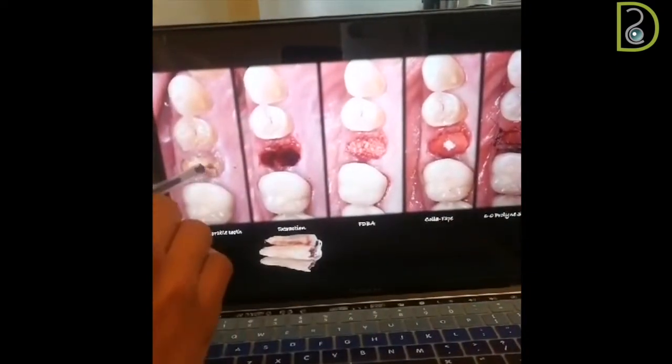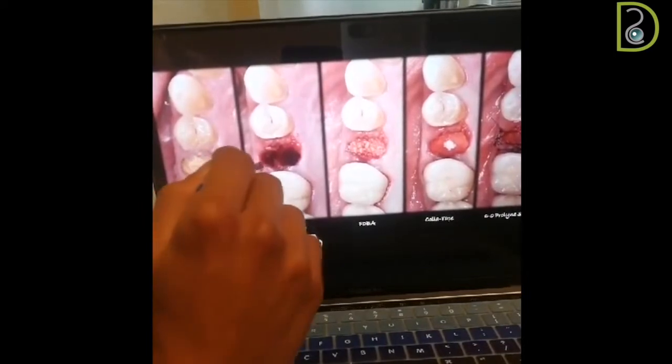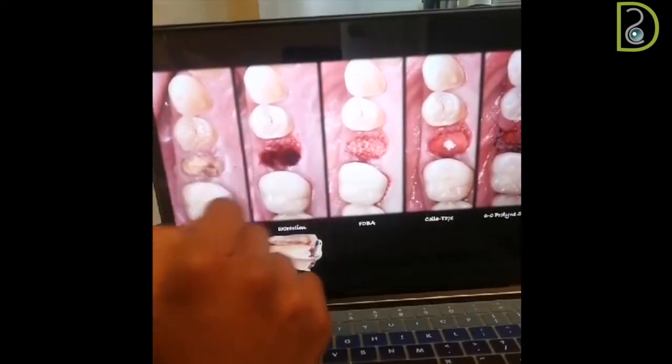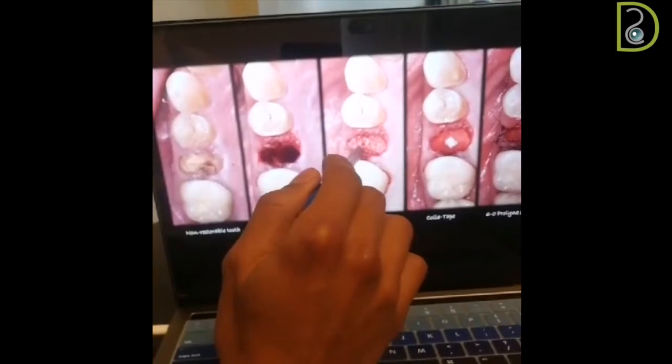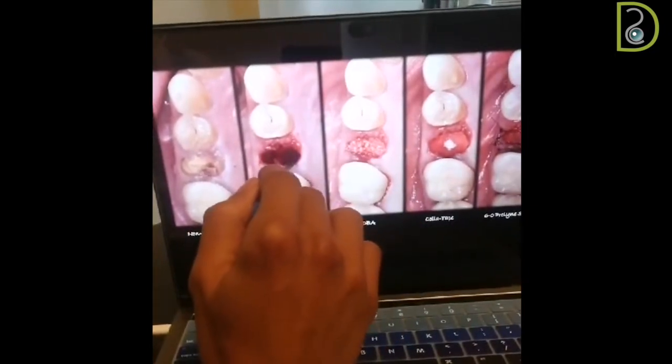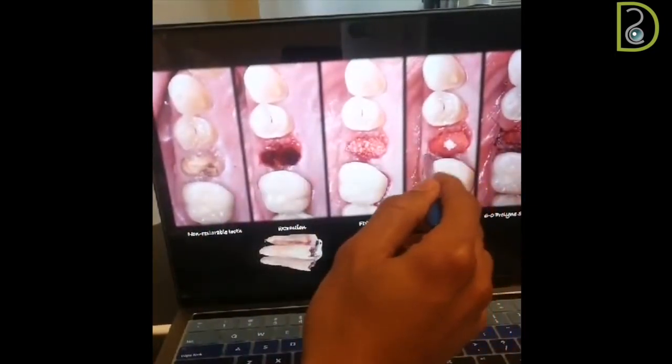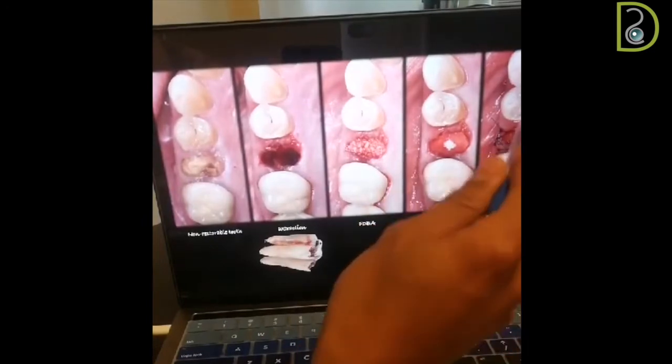You can see extraction was done as minimally traumatic as possible. I just grafted the site with FDBA because all the walls were intact, and it's covered by collagen tape or collagen plug, and just a simple interrupted suture, as you can see here.